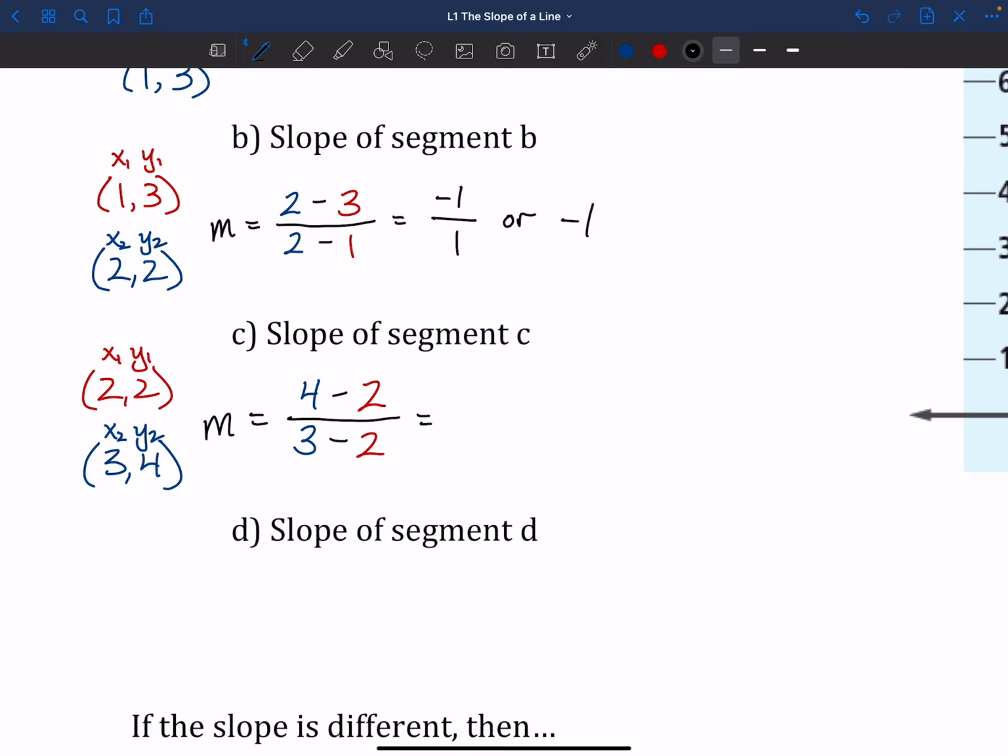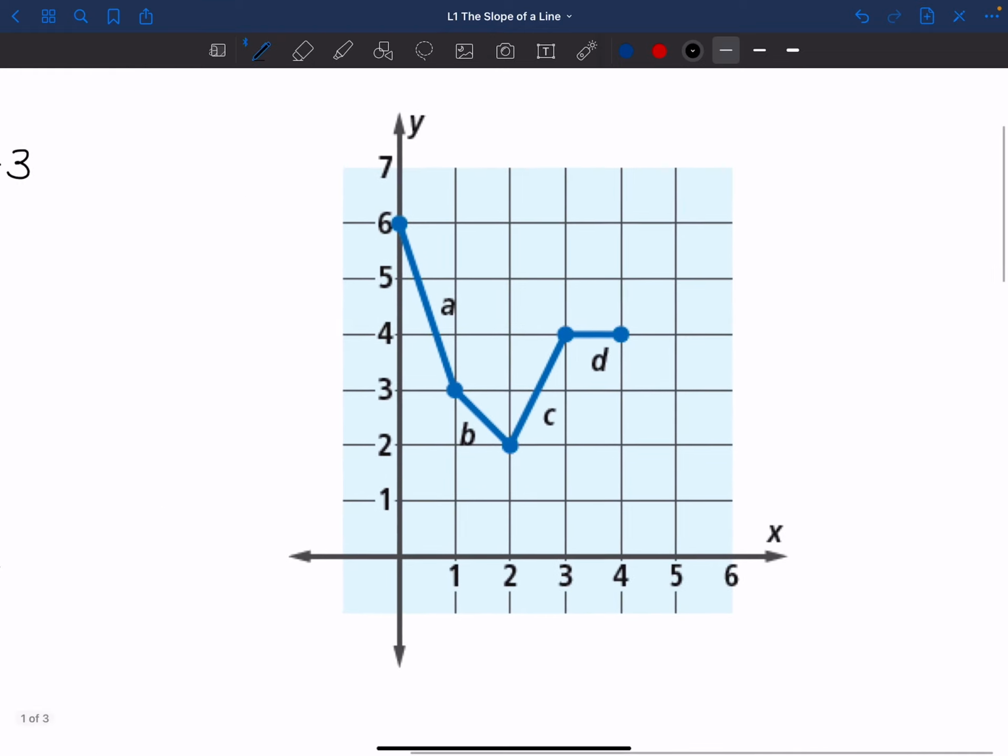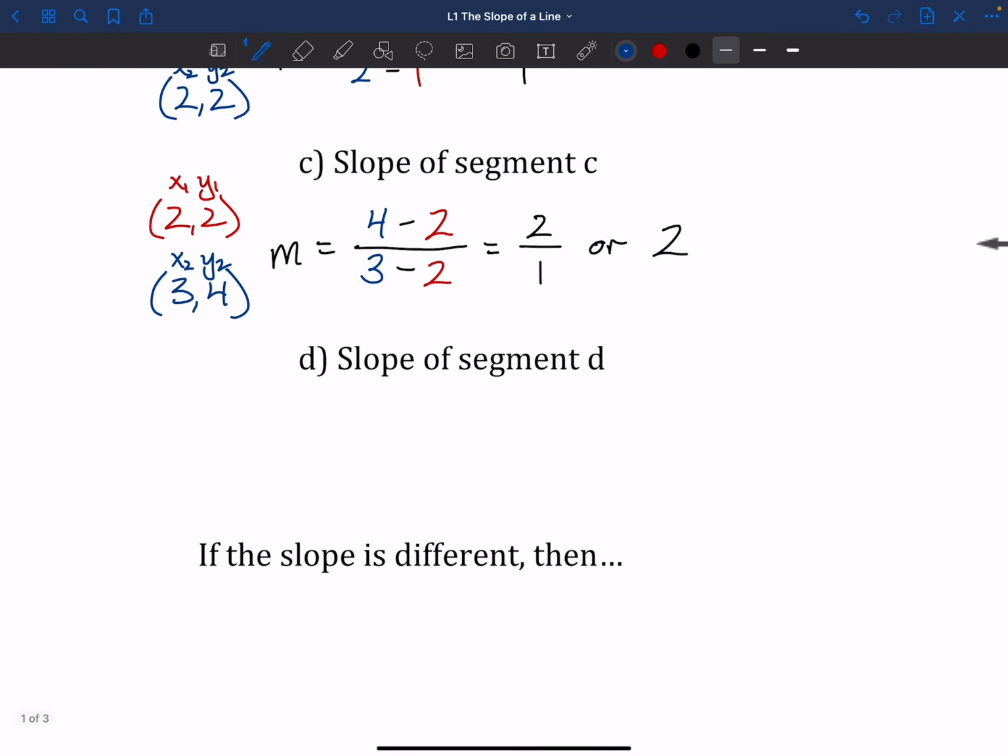So 4 minus 2 up top is just going to be 2. 3 minus 2 is 1 on the bottom. And then 2 over 1 is perfectly fine, or we can simplify that to just be 2. Okay, one last segment, segment D. This one's starting point is the point (3, 4), and its ending point is over at (4, 4). So (3, 4) and (4, 4) are what we're working with.